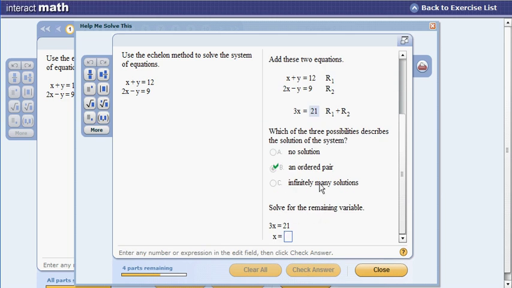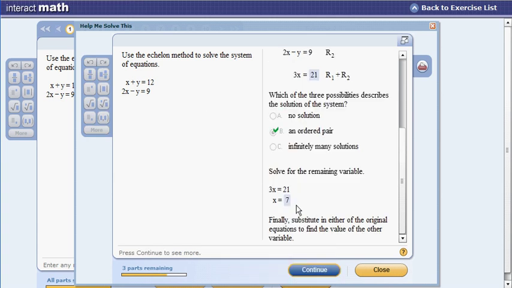So now they tell me to solve for the variable that I've left. I added those two rows together. I got 3x equals 21. So now using algebra, I divide both sides by 3. So that gives me x, and then 21 divided by 3 is 7. So I check the answer. It's good. Now they say for me to substitute that value in. So what I know is that x has to be 7. So when x is 7, then I can find the y value that will be the same for both of these to make it true.